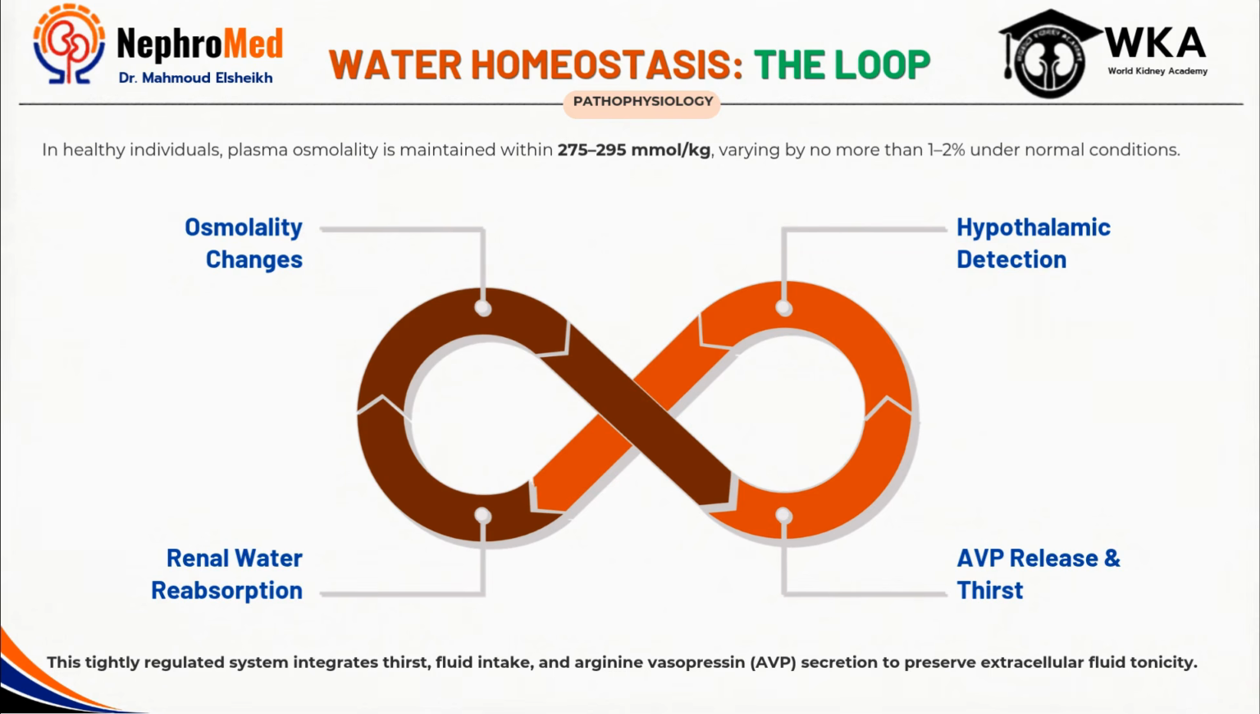AVP then acts mainly in the collecting ducts in the kidneys, increasing water reabsorption through aquaporin channels. As more water is reabsorbed, plasma osmolality moves back toward normal, completing this tightly regulated feedback loop. So, in simple terms, the brain senses osmotic change and triggers thirst and AVP release. The kidneys retain water, and osmotic balance is restored. And hyponatremia develops when this loop becomes dysregulated, especially when AVP secretion becomes excessive or inappropriate relative to the body's actual osmotic needs.